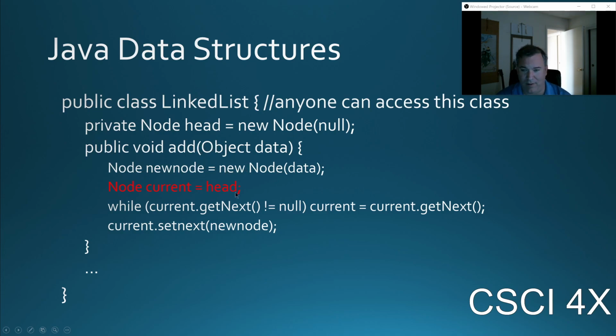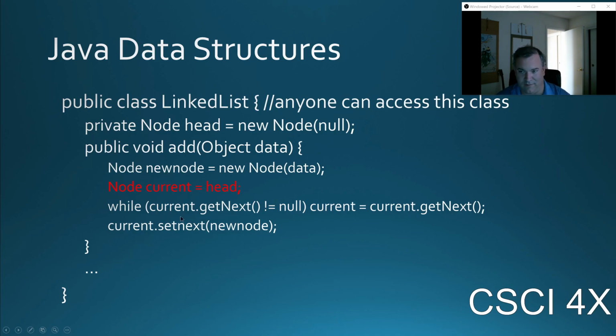We set the current to be equal to the head. We go down to the bottom. So while get next is not null, current equals current points to next, essentially. So this is going to iterate down the linked list. And then it's going to set the next on the node to be the new node. So you can see how, even though these things are variables, they're not pointers, they can still be tested to see if they're null. And so they're pointers. You just don't have the star, because the star was scary for people.